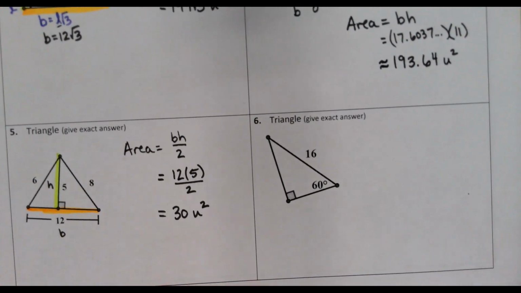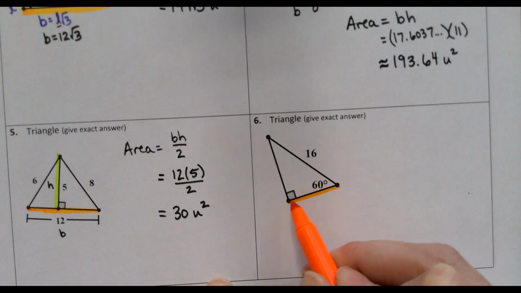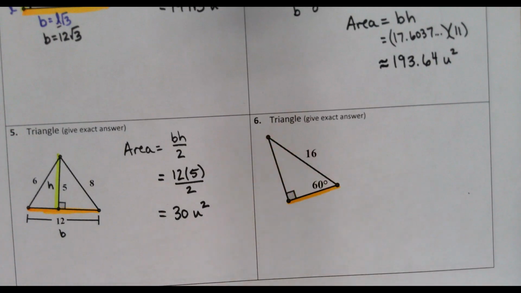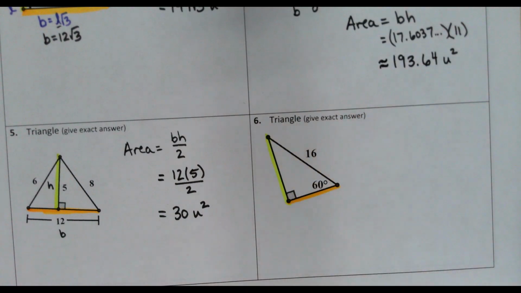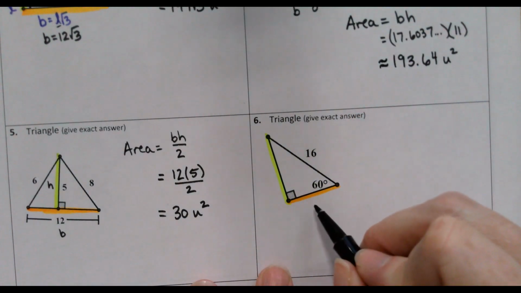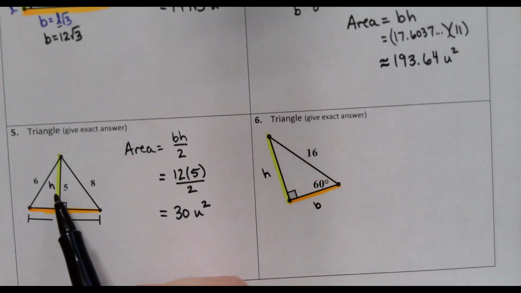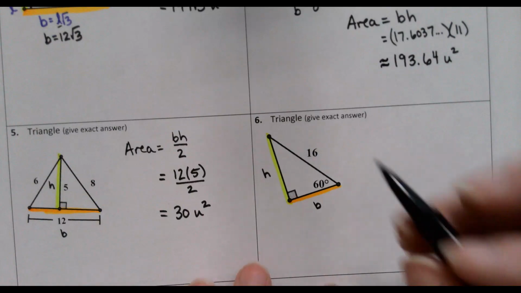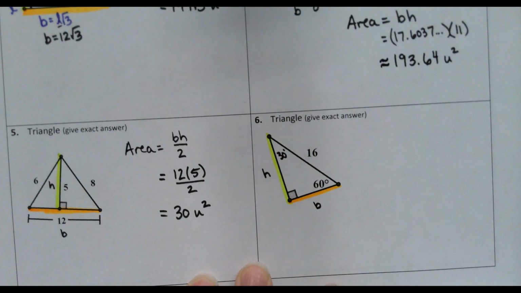Moving into number 6, we're going to be on the lookout for the same thing. I spot my right angle here. So that means that one of these two sides is going to act as my base, and then from the opposite corner, perpendicular to that side, will act as my height. So this time around, they're both sides of the triangle, instead of being inside the triangle as the height was in number 5. Now, unfortunately, I don't know either of those, but I do have a 30, 60, 90 triangle.